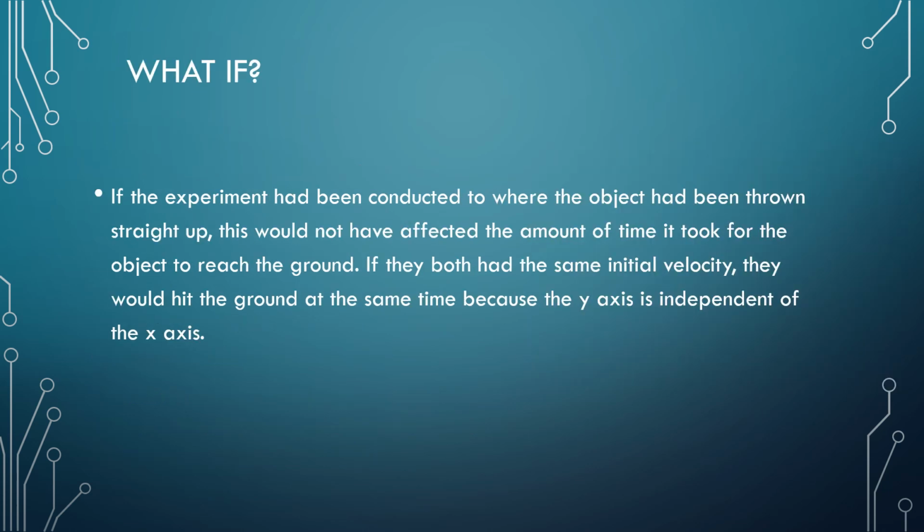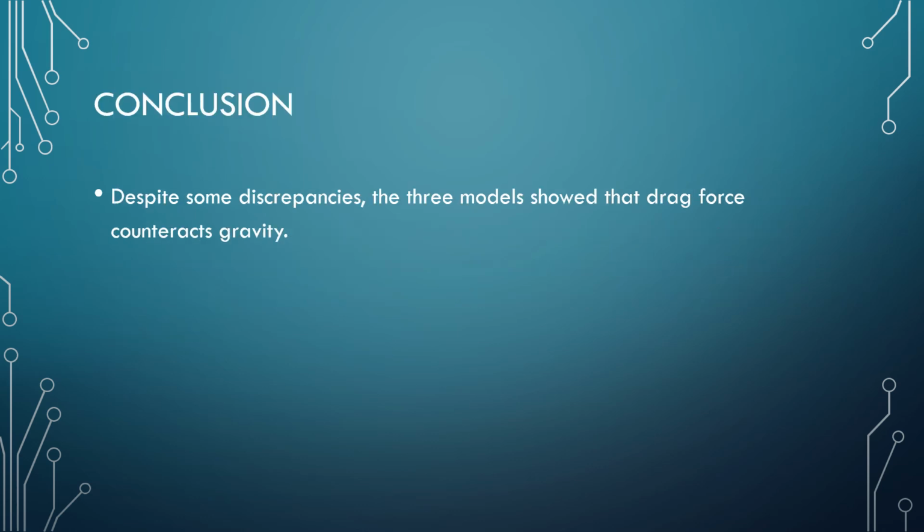To where the object had been thrown straight up. This would not have affected the amount of time that it took for the object to reach the ground. If they both had the same initial velocity, they would hit the ground at the same time because the y-axis is independent of the x-axis. Despite some discrepancies, the three models show the drag force counteracts gravity.